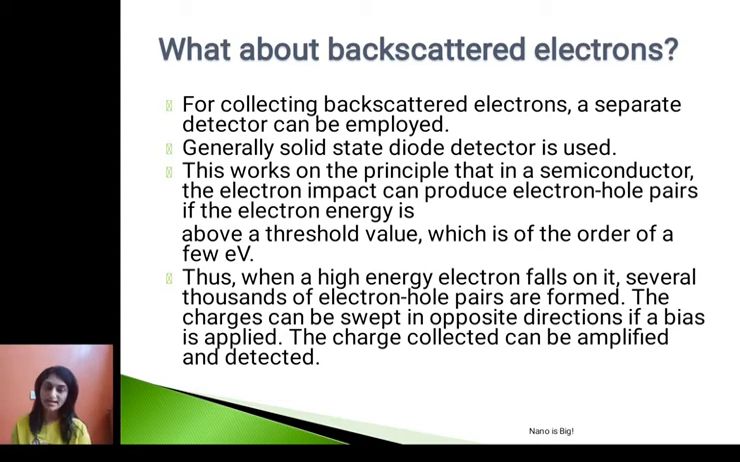Thus, when a high energy electron falls on it, several thousands of electron hole pairs are formed. The charges can be swept in opposite directions if a bias is applied. The charge which is collected can then be amplified and then detected.